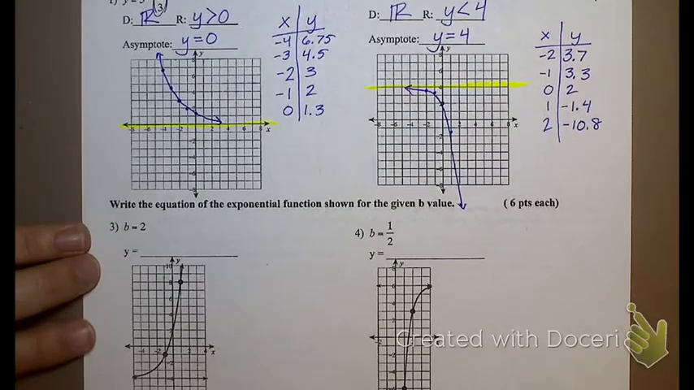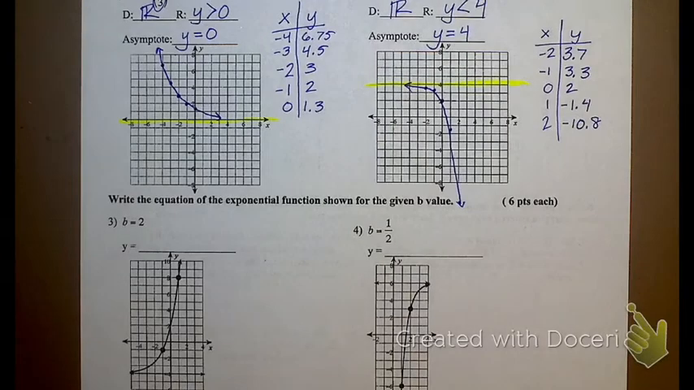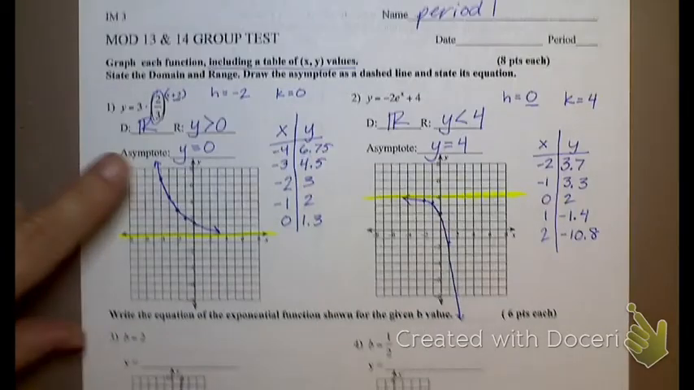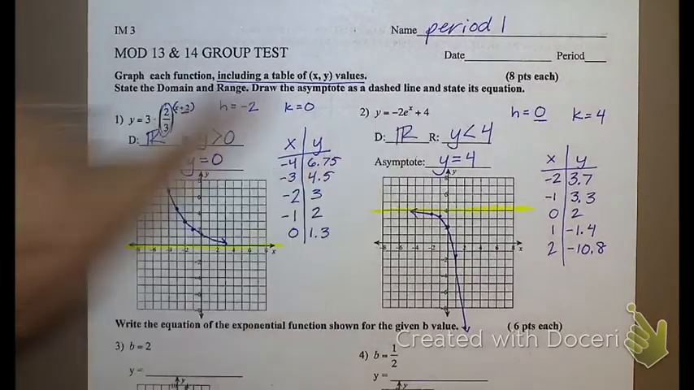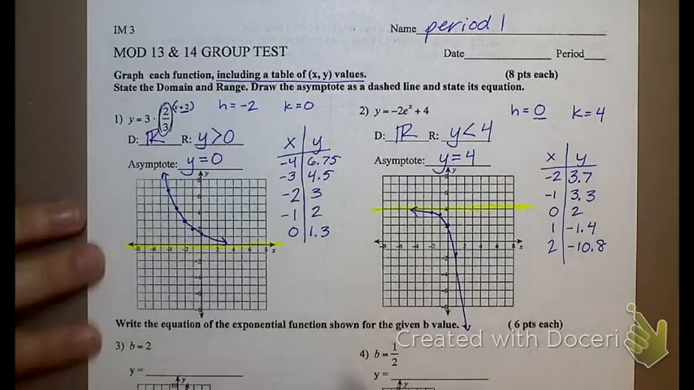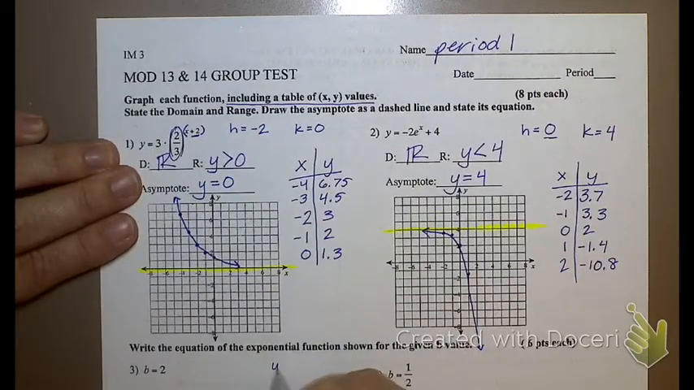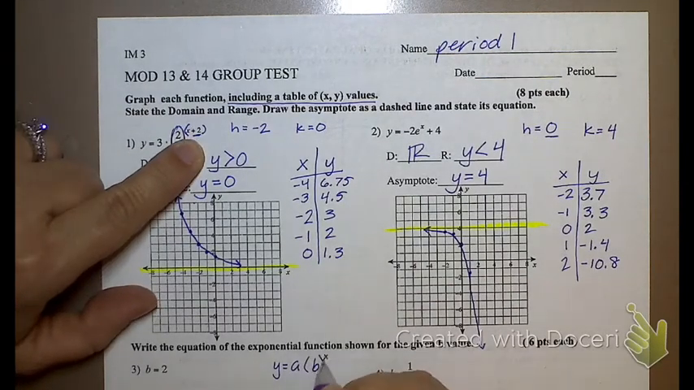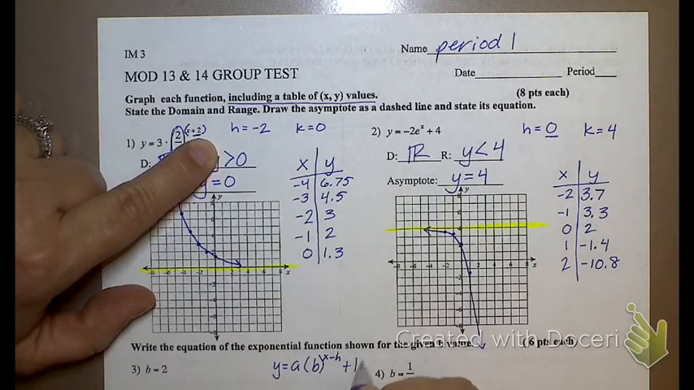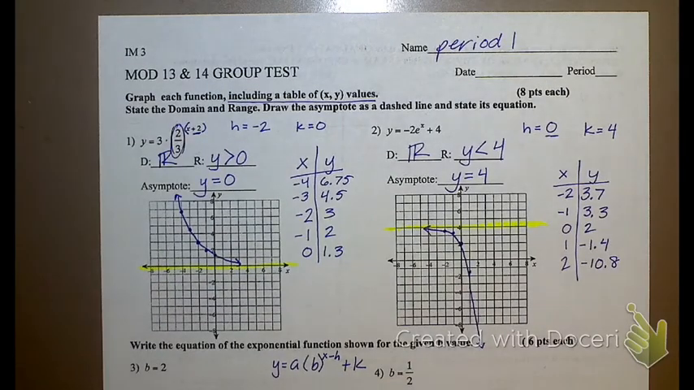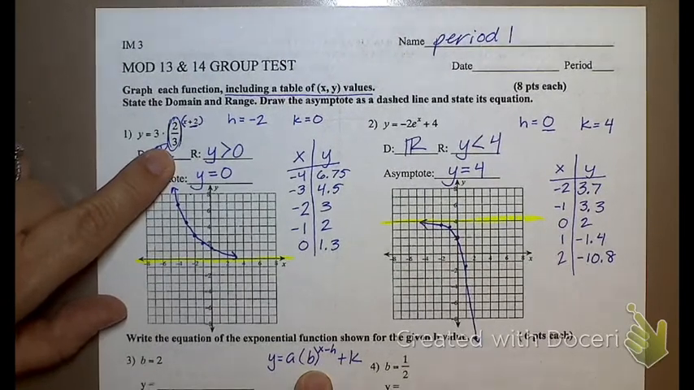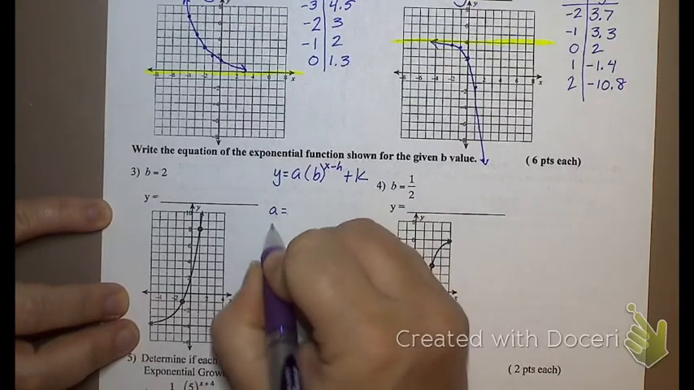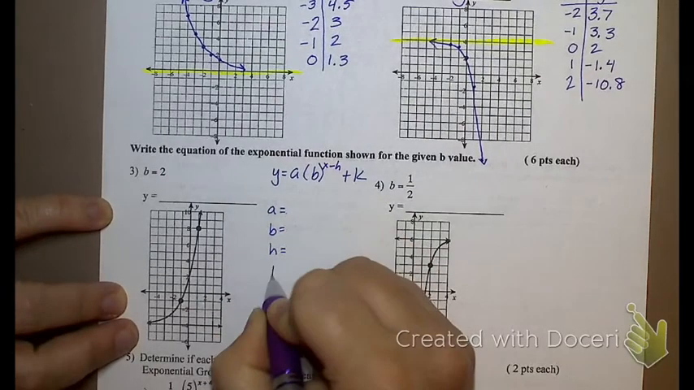All right, write the equation of the exponential function shown for the given b value. Now, this one, you need to know an equation or a formula, but the formula is kind of given to you in these problems. Because you have an a value, so I need y equals a value times b to the x minus h, and this one didn't have a k value, but it would be out at the end. So do you see how I used that problem to help me come up with the formula? Makes it easier to memorize. So what letters do I need? I need A, B, H, and K.